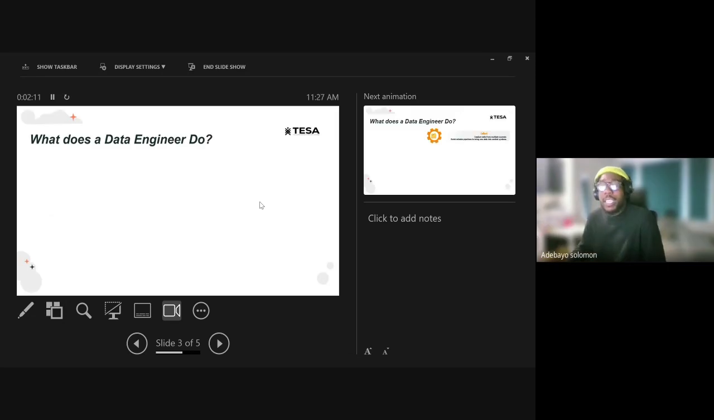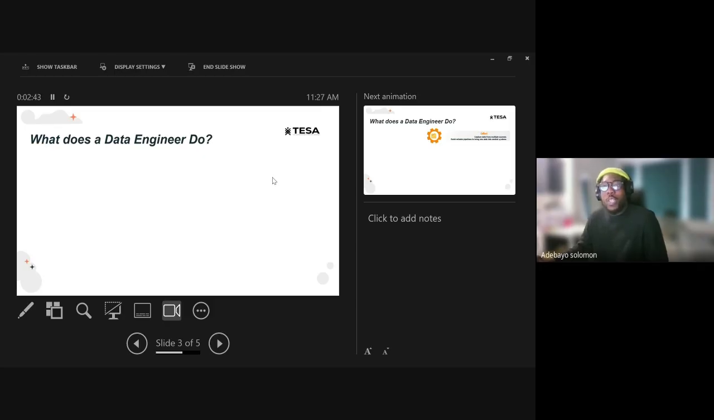So what do we do as data engineers? What is the day-to-day operations of a data engineer? The previous speaker has spoken about project management and mentioned how essential this is within any team. Similar to project management as well, data engineering is also a very, very essential part of every technical team.